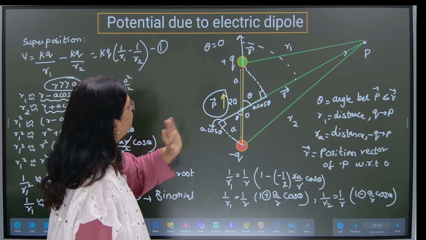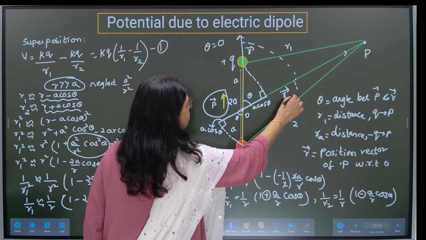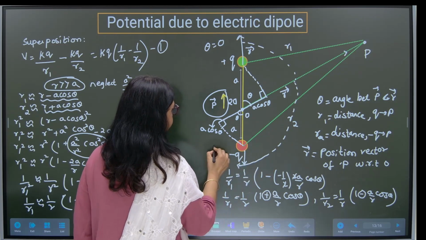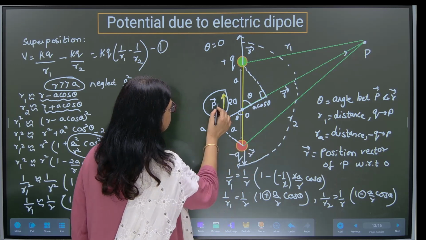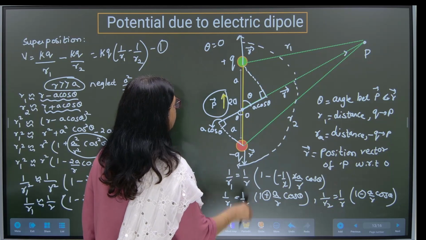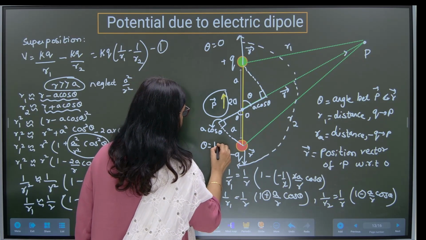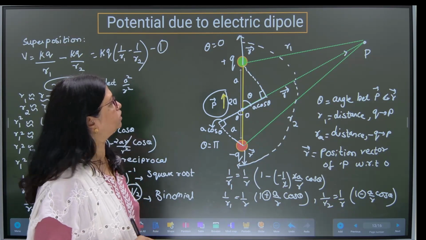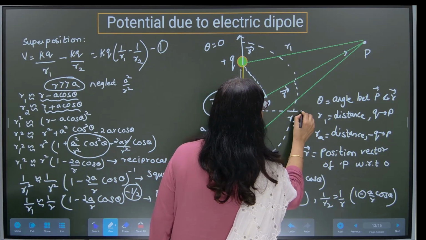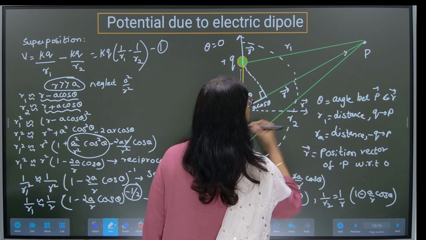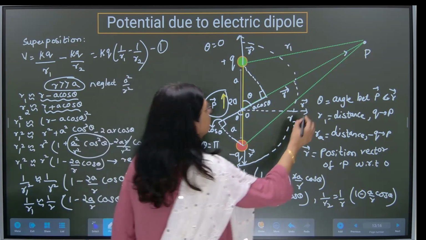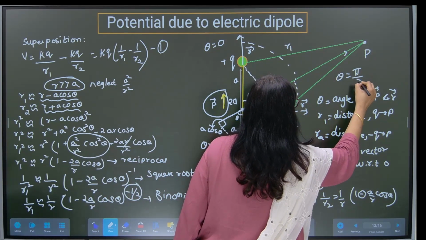And for theta is equal to pi, how do I take? I take this vector downwards. So this will become r arrow. Vector p arrow is up, vector r is down. So what is theta here? Pi, 180 degree. Third condition, how will I go? Like this. P vector up, R vector perpendicular to it. Therefore, theta is equal to pi by 2, 90 degree.